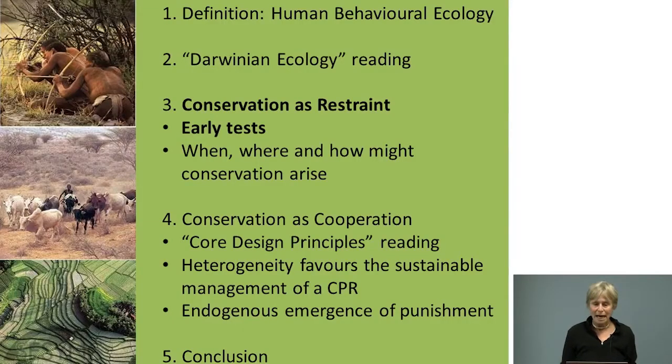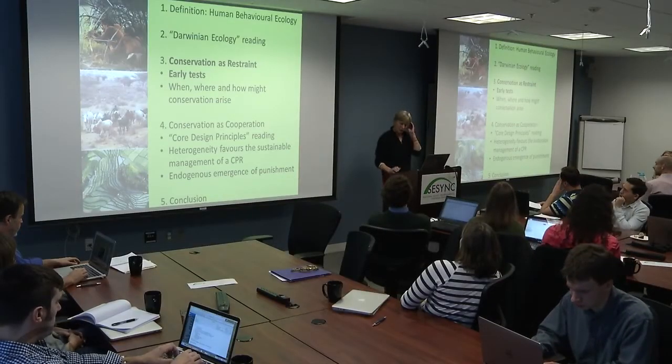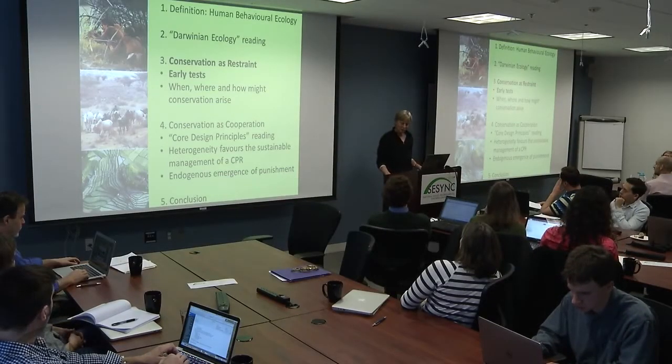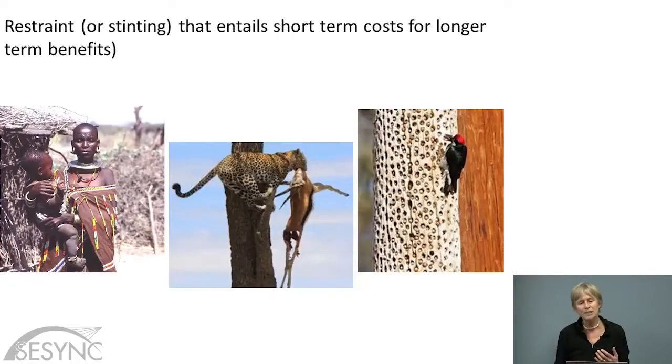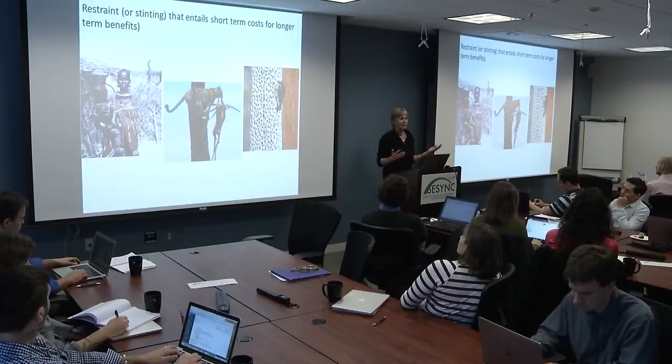So jumping ahead, I'm going to talk first of all about conservation as restraint. Human behavioral ecology poses that conservation is a form of restraint, entailing short-term costs for longer-term benefits. So restraint or stinting basically entails short-term costs for longer-term benefits. And this is not something that evolution would preclude.